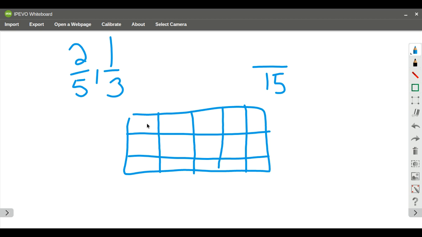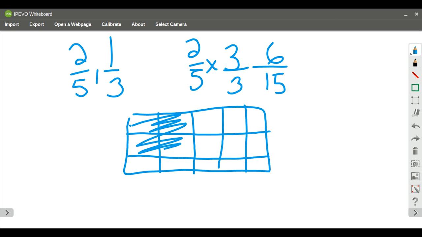And so if I have 2/5 shaded in on there, I want to know how many 15ths that's going to be equal to. I got that by multiplying by 3. So it's going to be 6/15. So I'm going to go ahead and shade in 6/15.